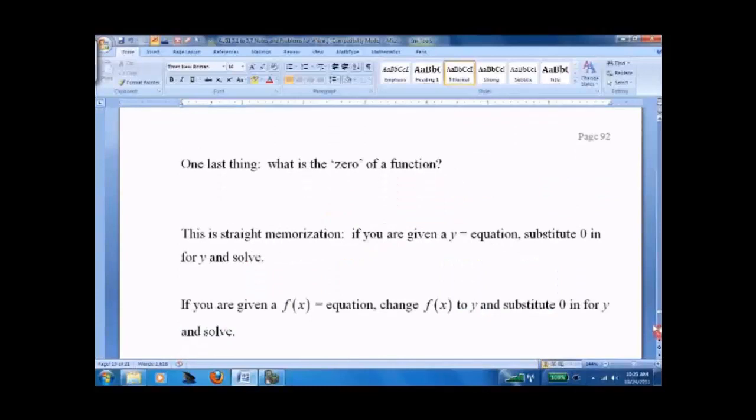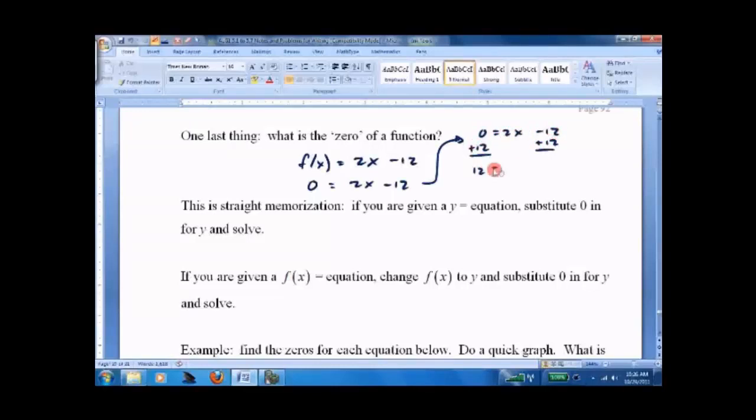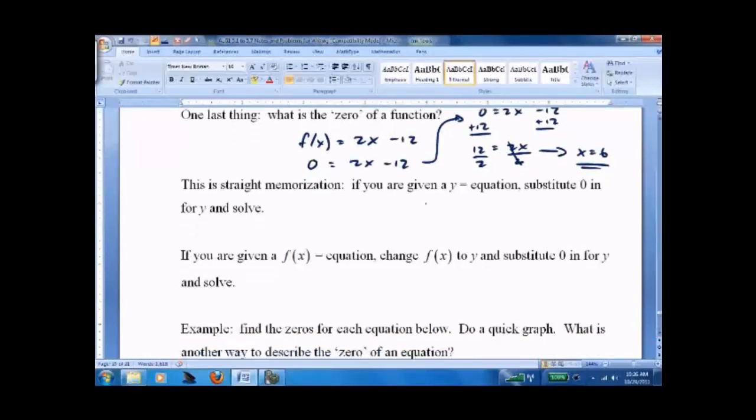It's helpful. Moving to the other side, what's the zero of a function? Well, if we have a function, and I'll just put in a random equation, the zero of a function is when we go 0 equals, and we solve. We've done this before, but we didn't call it the zero of a function. We put in 6, we get out 0. So, what I just did, if you're given a y equals equation, substitute 0 in for y and solve.